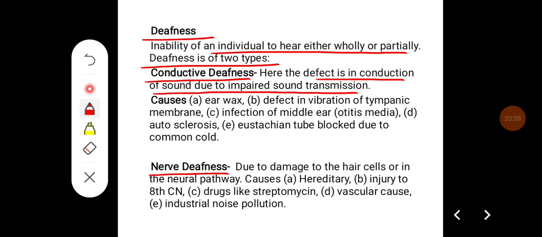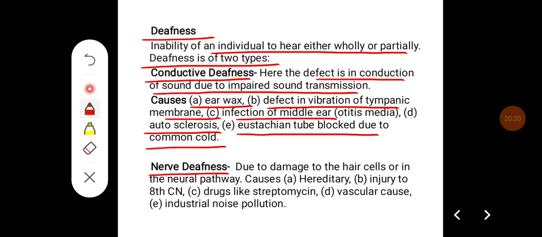Some of the causes for conductive deafness are ear wax, defect in vibration of tympanic membrane, infection of the middle ear, that is otitis media, otosclerosis, or eustachian tube blocked due to the common cold. Nerve deafness occurs because of damage to the hair cells or the neural pathway. Some of the causes could be hereditary, injury to the eighth cranial nerve, drugs like streptomycin, vascular causes, or maybe industrial noise pollution.